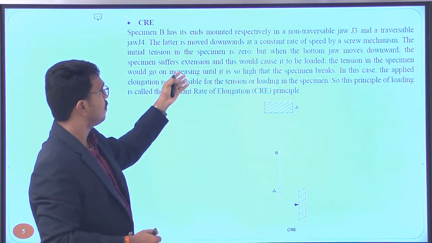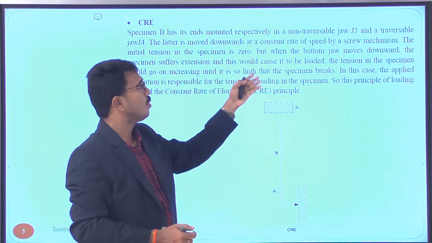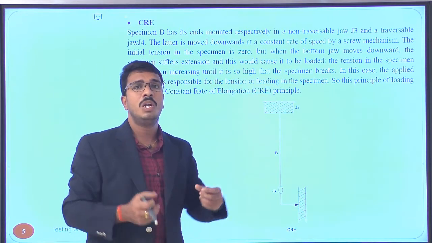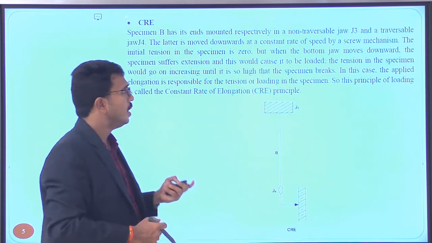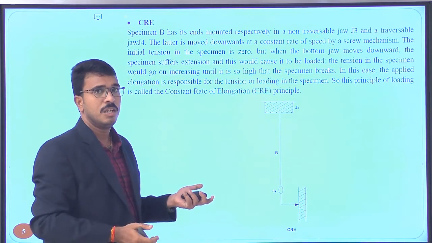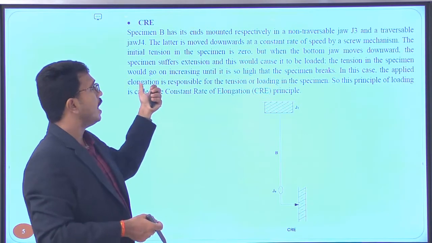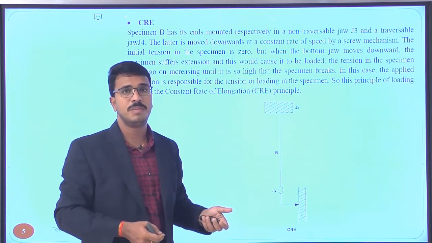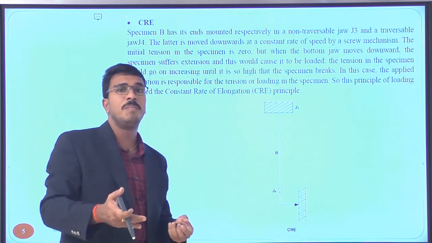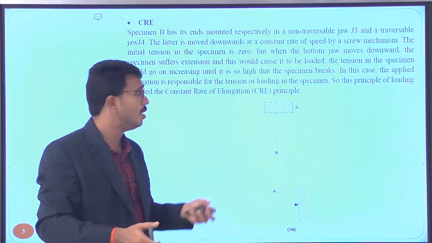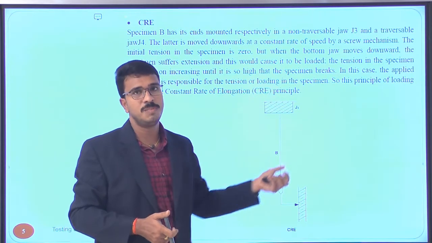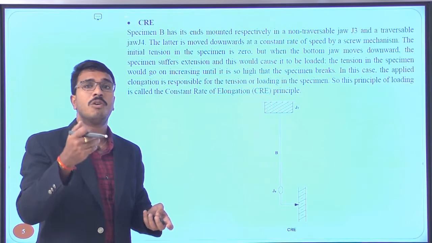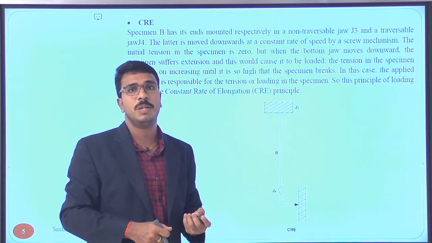the specimen suffers extension, and this causes it to be loaded. So extending the specimen causes it to be loaded, and finally at one point the specimen is going to break. In this case, the applied elongation is responsible for tensioning or loading the specimen. Whatever elongation we are applying is responsible for loading the specimen. So this principle is said to be the constant rate of extension principle.